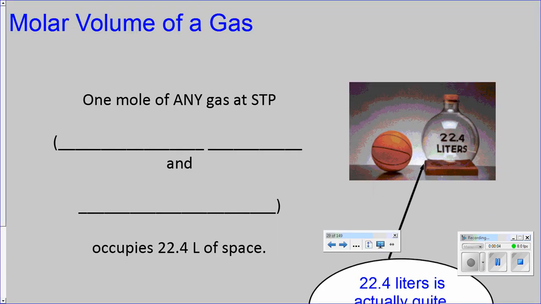Hello, and welcome to the molar volume of a gas notes. Molar volume of a gas will allow us to do conversions whenever we have a gas between liters and moles.